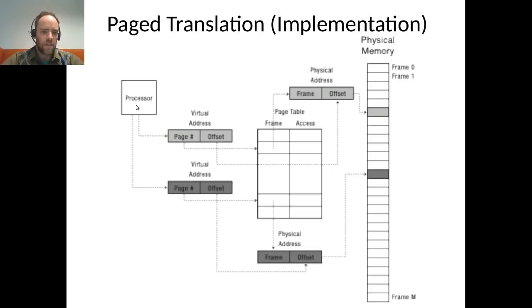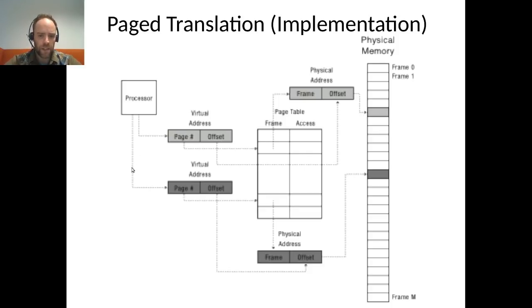The processor gets a virtual address. We divide that virtual address into 2 parts: the page number, which identifies the location in the page table, and the offset. And the offset is added to the frame number, which is indexed in the page table, and those two together give us the absolute location in physical memory.